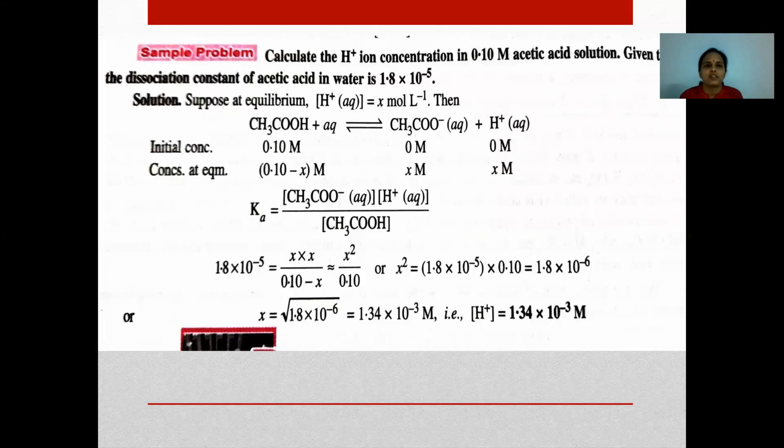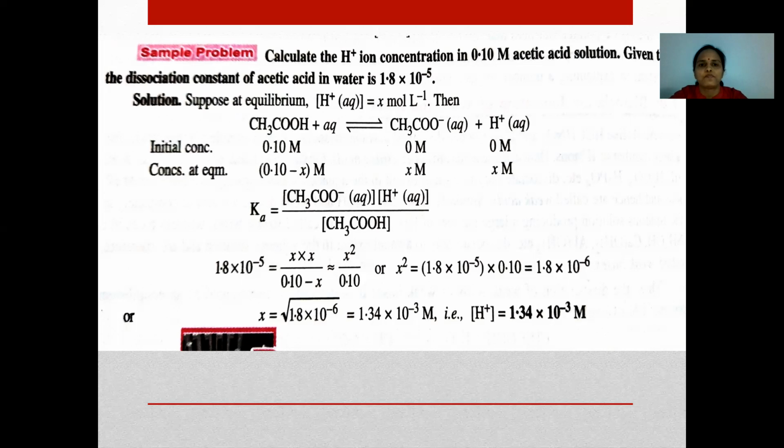Now look at the sample problem. The question is: calculate the H+ ion concentration in 0.10 molar acetic acid solution, given the dissociation constant of acetic acid in water is 1.8 into 10 raised to minus 5. So let's see the dissociation of acetic acid. CH3COOH gets dissociated into CH3COO- + H+.